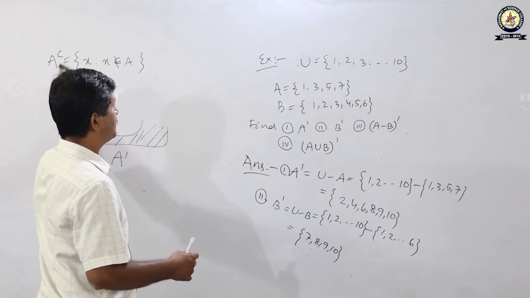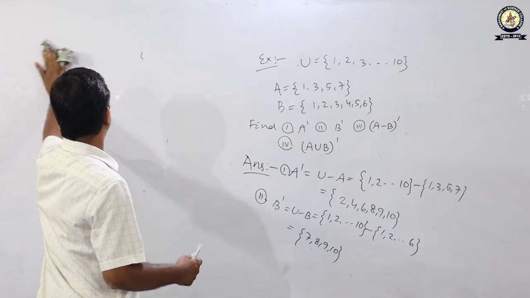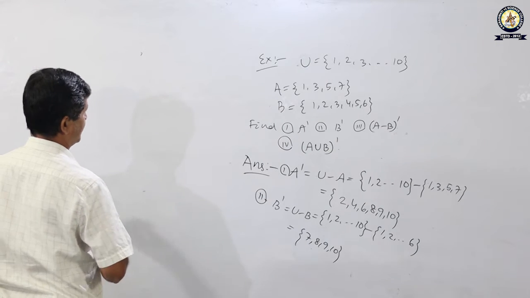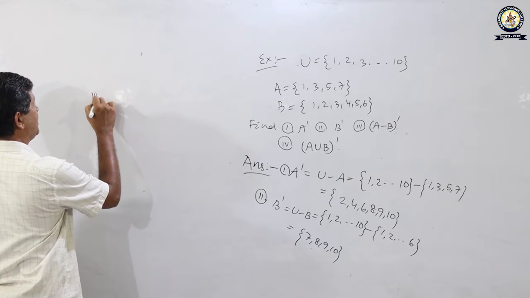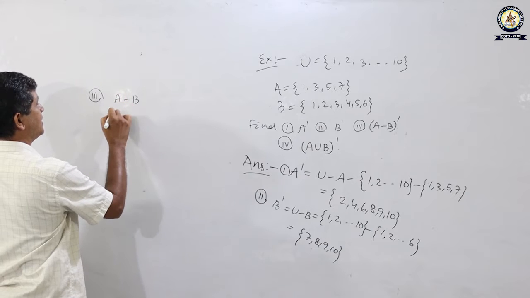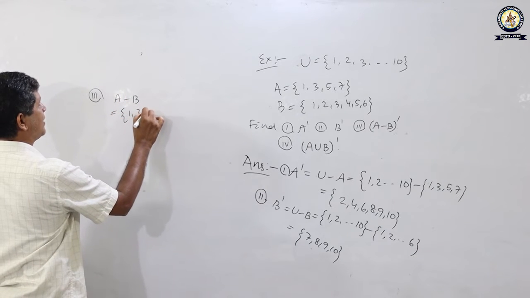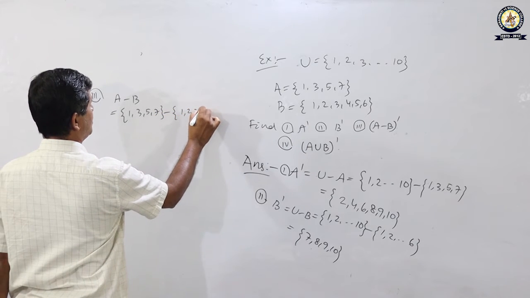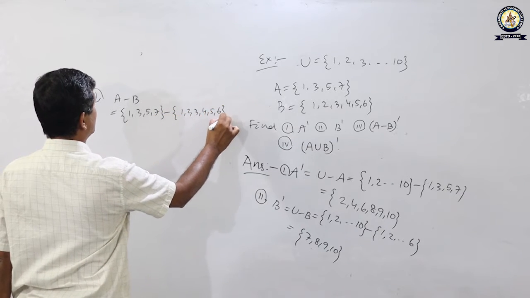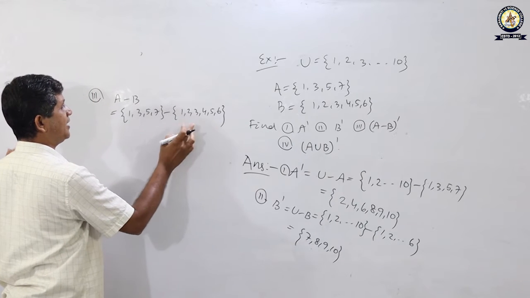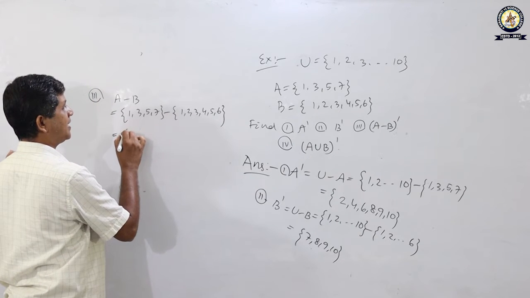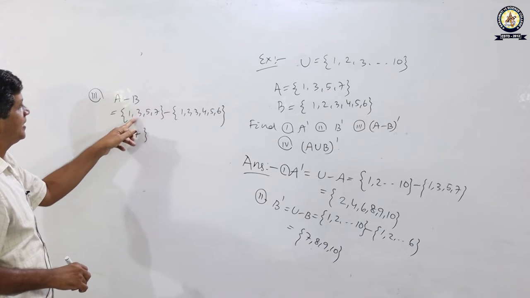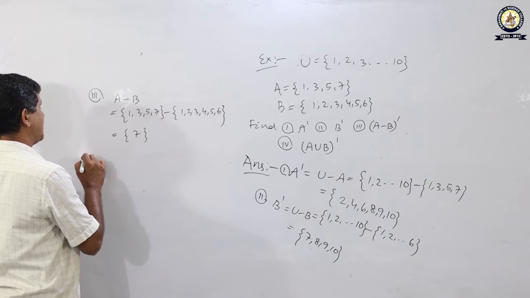How to find (A difference B) whole dash? First we find A difference B, then find its dash, or complement. So the third bit, what is A difference B? 1, 3, 5, 7 is the A set, difference 1, 2, 3, 4, 5, 6. Which elements of the set A are not in B? Only 7. 7 is in this set, but not in that set.